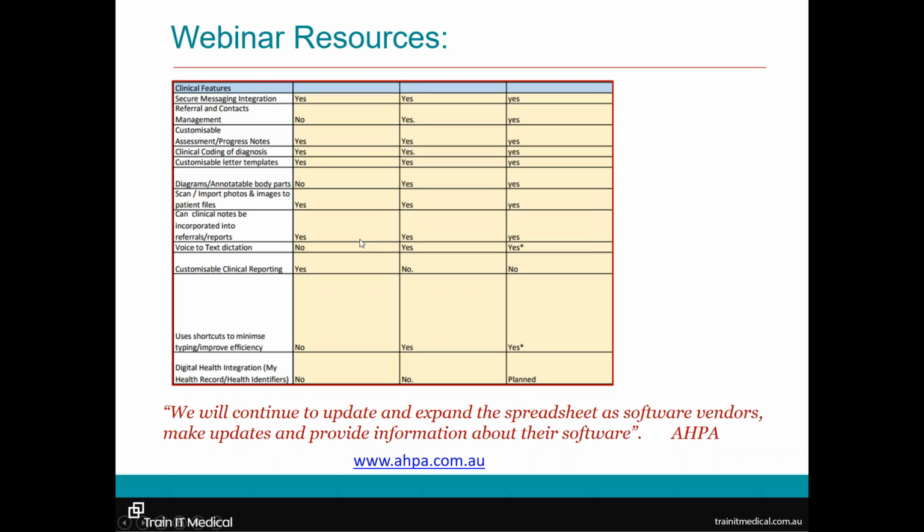So what you are seeing on the screen here is a snapshot from that spreadsheet with some of the clinical features and then whether the particular software offers that feature. I'll be talking about some of them tonight, some of these clinical features here: customizable progress notes, templates, diagrams, scanning, using shortcuts. And obviously with more than 34 products, I can't show all the features in each product, but the idea is to work out your next step. Go back to the vendor or product if you already have software to go from there.